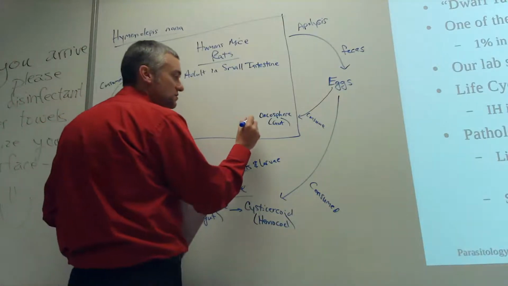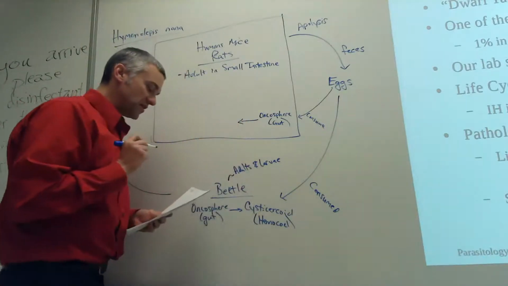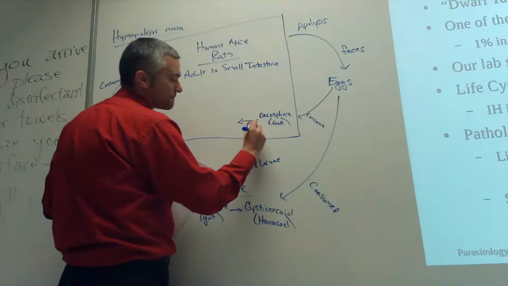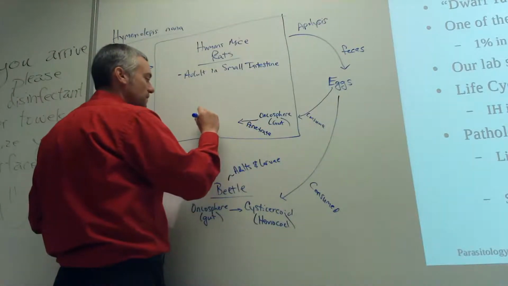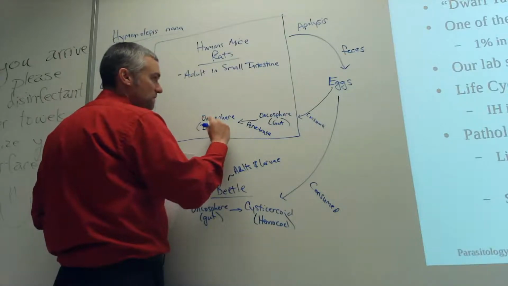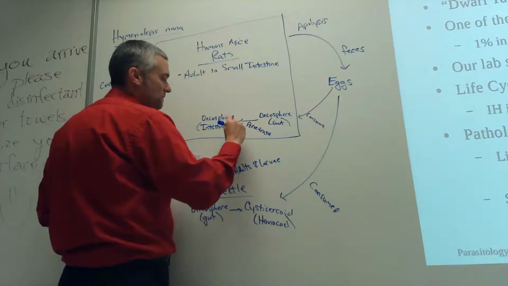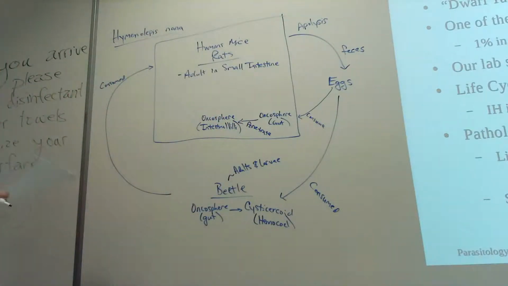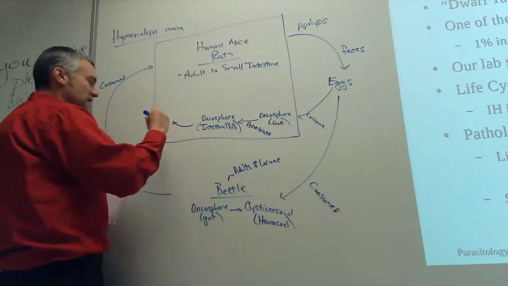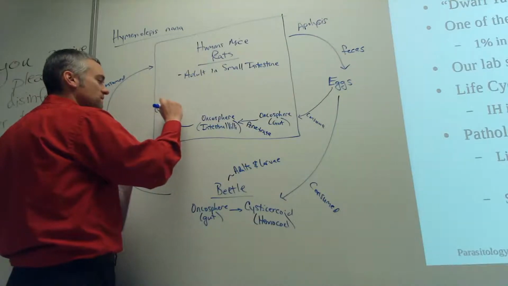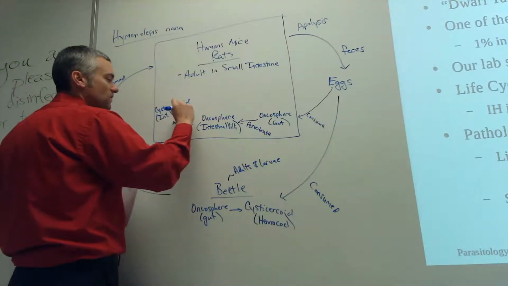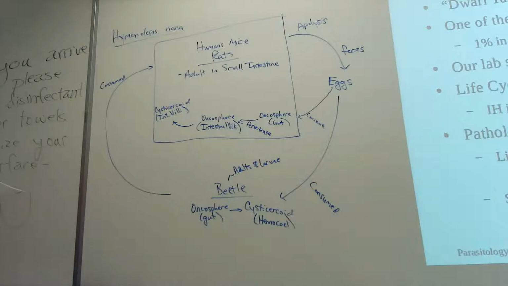Well, our oncosphere hatches, the egg hatches, releasing the oncosphere, and then what these things do is penetrate an intestinal villi. Once it gets in the intestinal villi, then we have development to our cysticercoid. I'll just abbreviate intestine, villi.